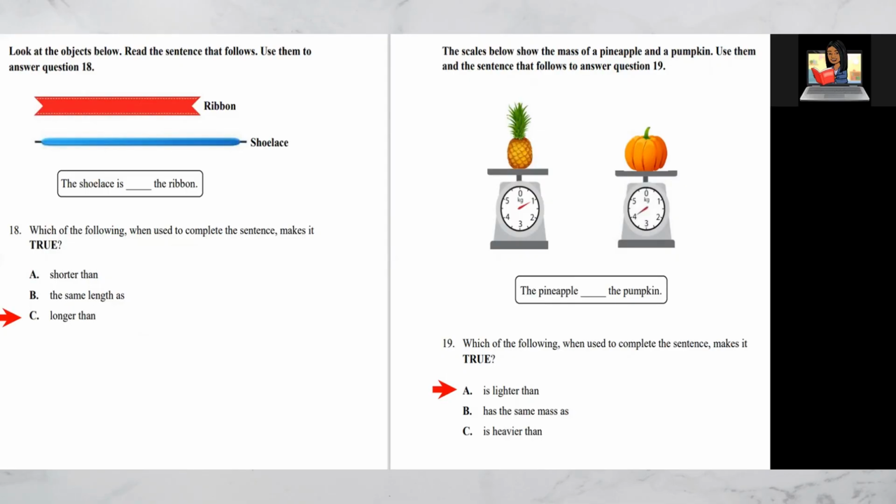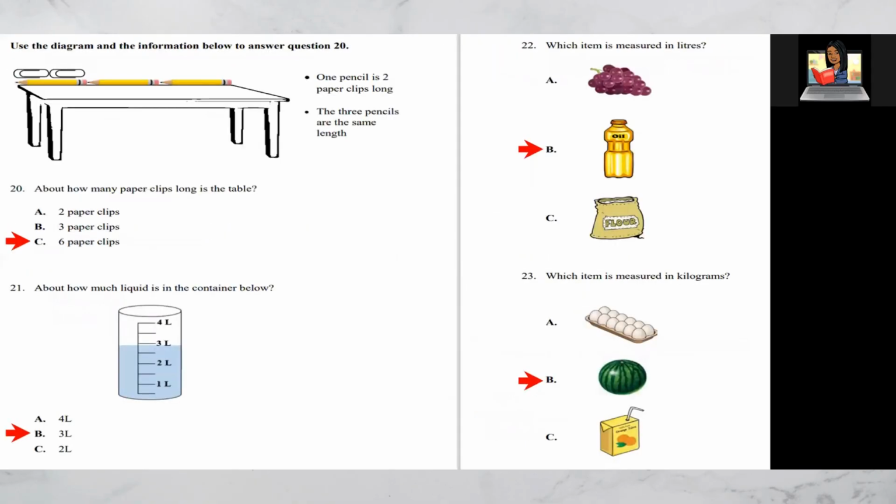They are not equal, they are not the same. And you can't say that the pineapple is heavier, because you can see on the scale that it's only 1 kilogram while the pumpkin is 4 kilograms. Let's go to question 20.